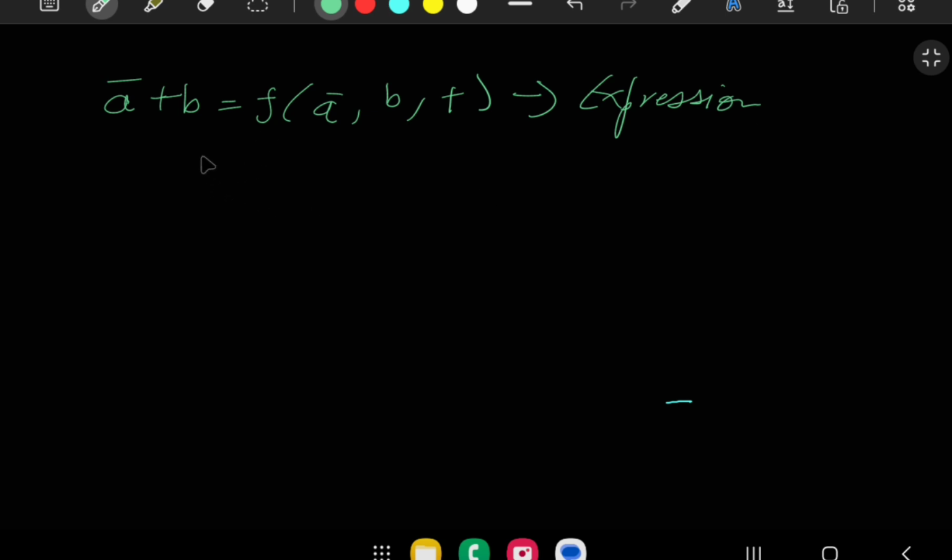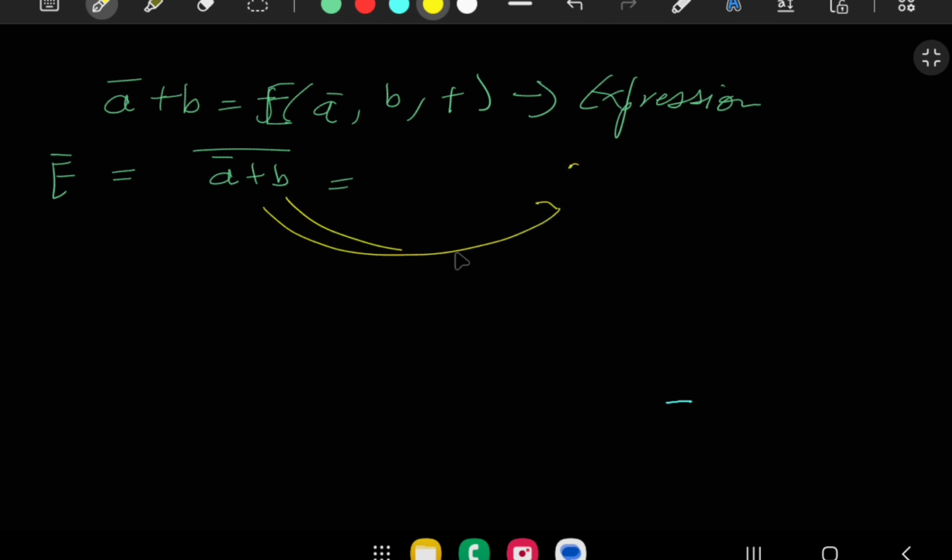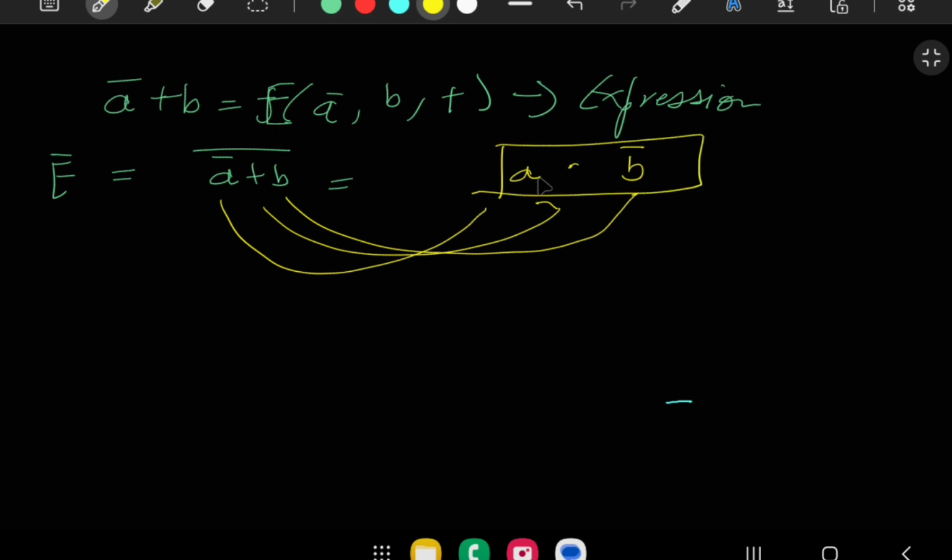Now what will be the complement of this? F complement. A bar plus b, you have to find this. It will become like this. Or will become and. B will become b bar. A bar will become a. So this is the entire idea. You will get a b bar.